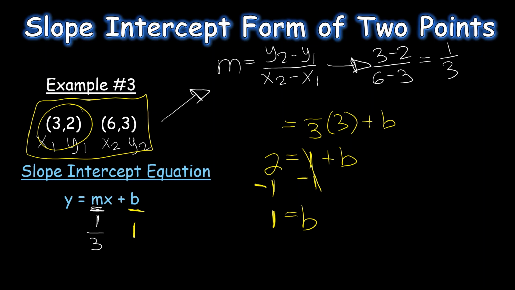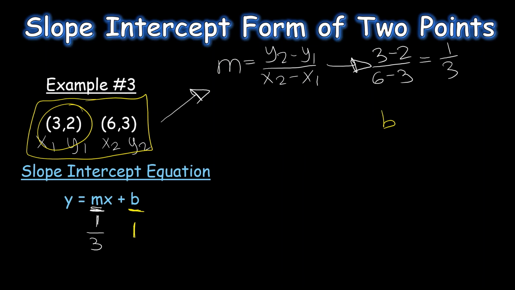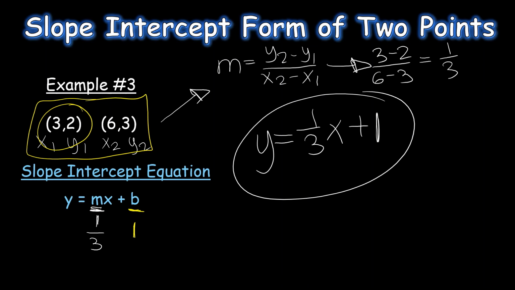So our finished equation for slope-intercept form will be y equals 1 over 3x plus 1.